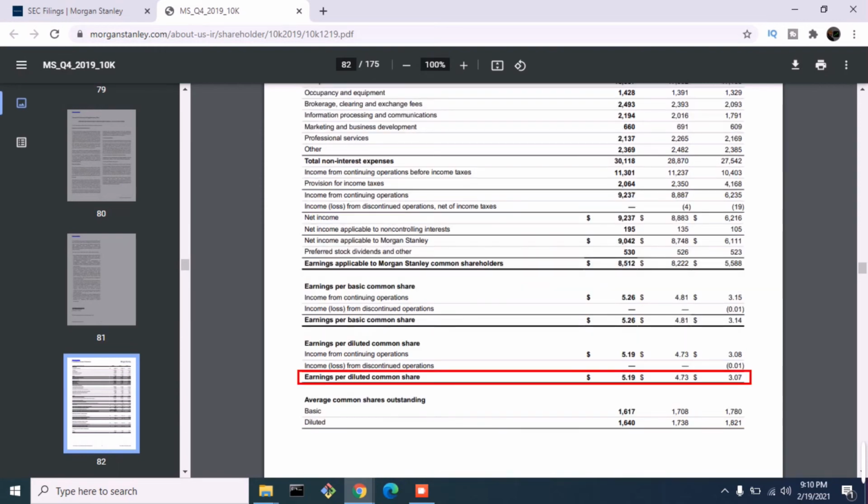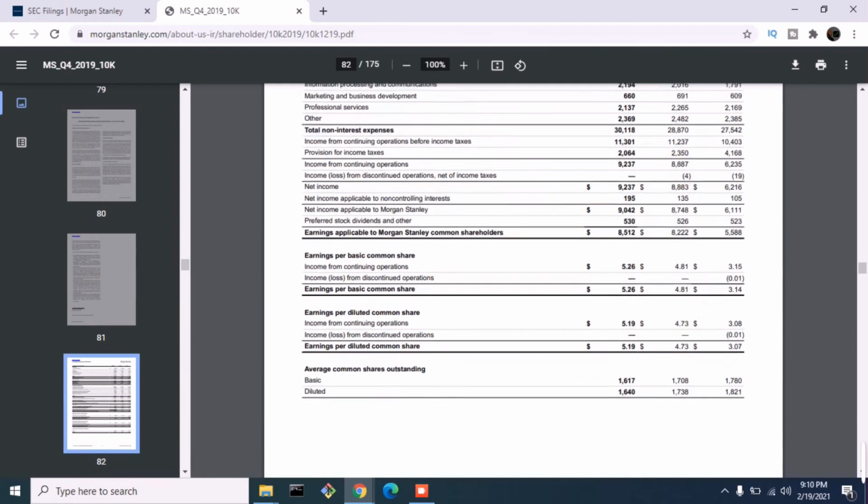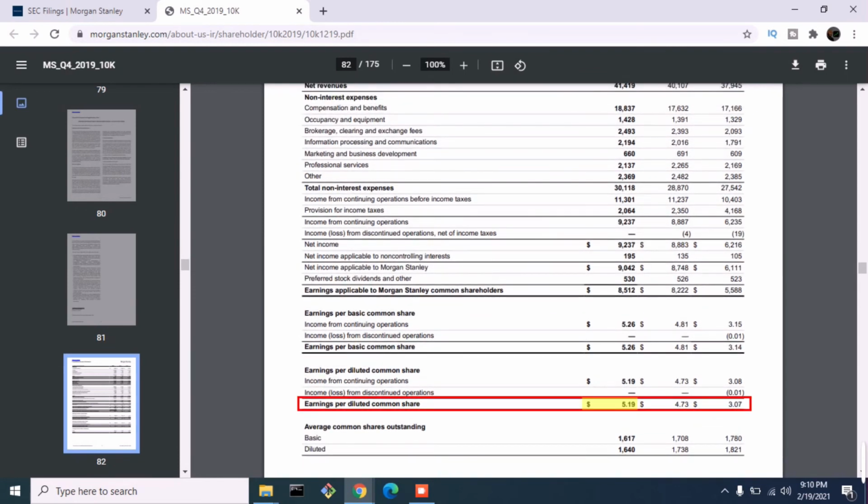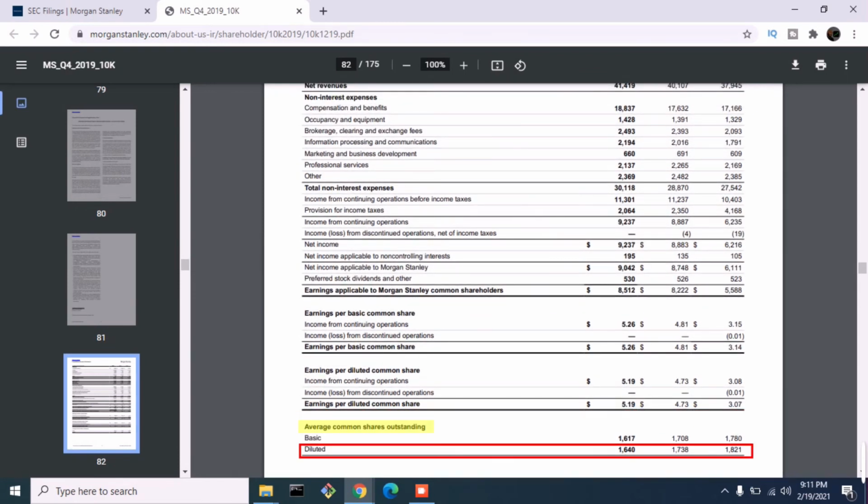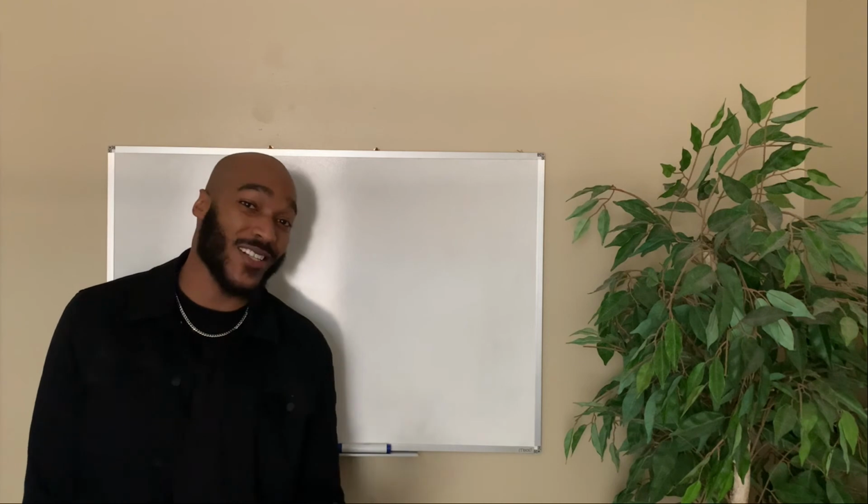And then you see that the earnings per diluted common share went from $3.07 in 2017 to $5.19 in 2019. And then for the average common shares outstanding, you see that this figure went from 1.8 billion in 2017 down to 1.6 billion in 2019. Again, signifying that Morgan Stanley has been buying back shares of the company. And that's it for Morgan Stanley's income statement.